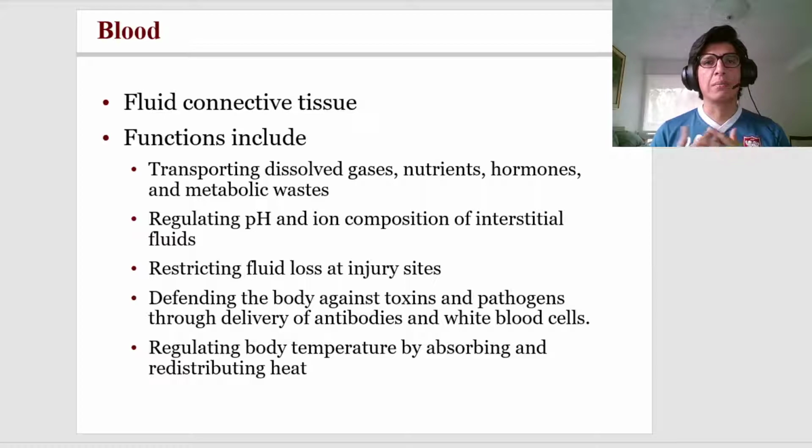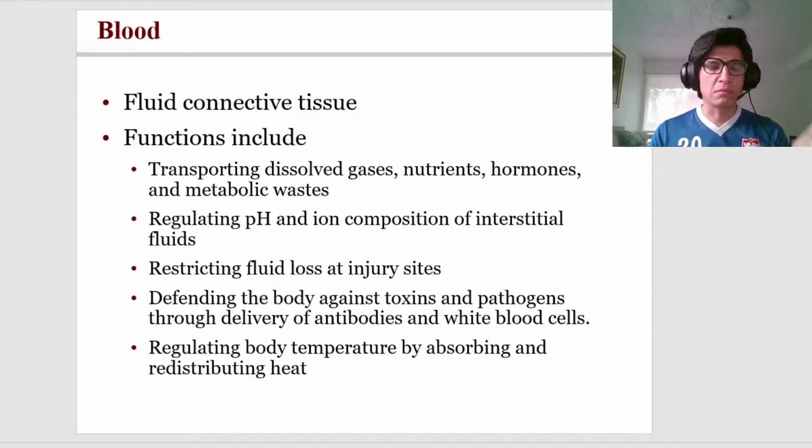Whenever we talk about blood, blood is a type of fluid connective tissue. We mentioned the definition of connective tissue is a specialized cell type with a matrix around it. In this case, the matrix is plasma, and the specialized cell types we'll see are red blood cells, white blood cells, and platelets.